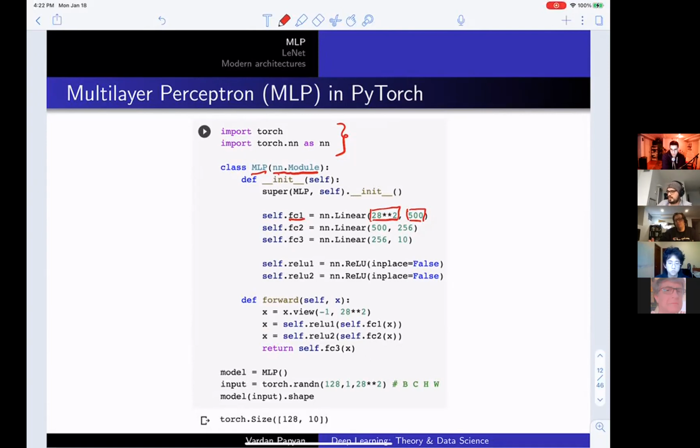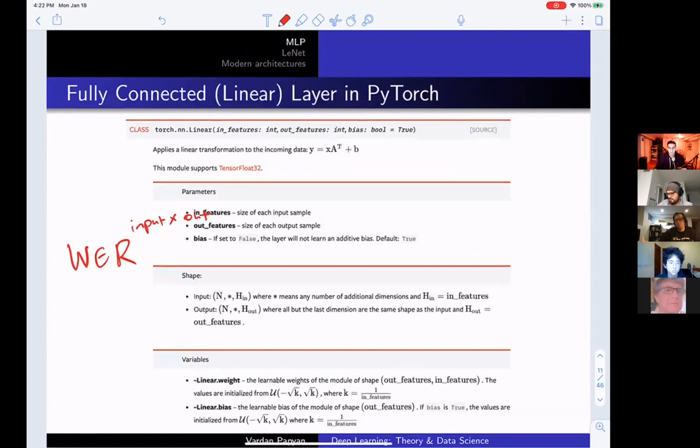So the matrices are initialized. It's written here how they're initialized. In this specific case, they're initialized with a uniform distribution between minus square root of k and square root of k, where k is one over the number of input features. But you can actually change that.